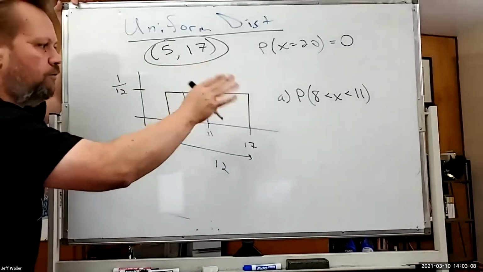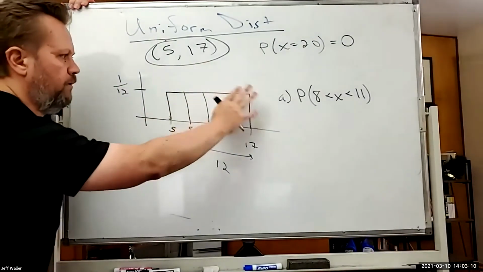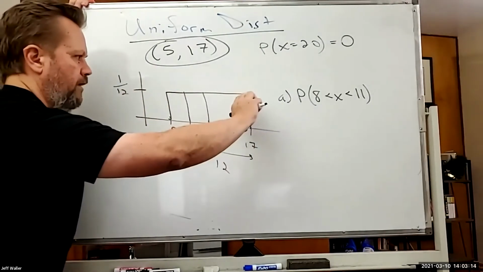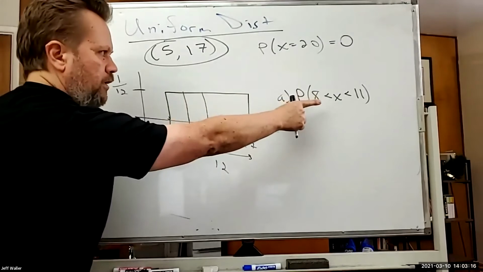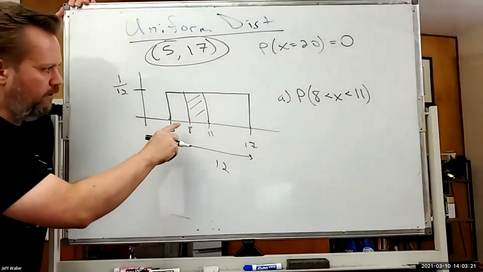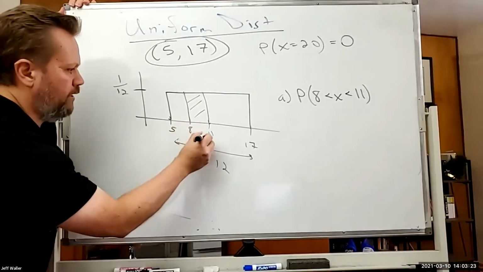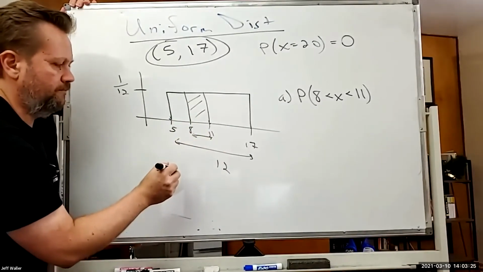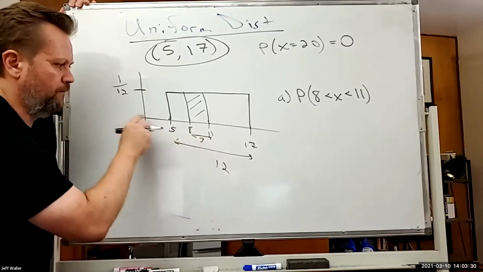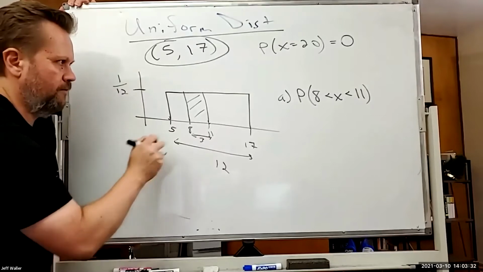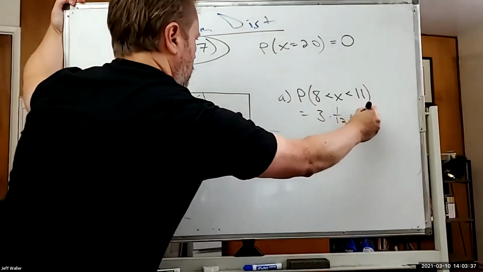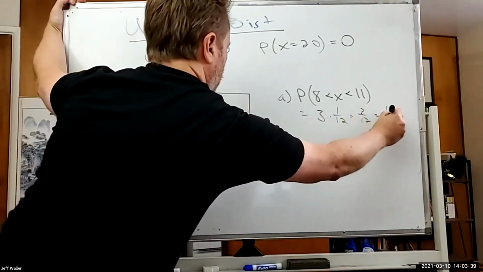Now watch, this is so beautiful. Now that I've got a probability distribution that's drawn and the total area is 1, the answer to any question like that is equal to the area of that section. How wide is this rectangle? 3. How tall is it? 1/12. So what's the area of that? 3 times 1/12, 3/12, 1/4, 25%.